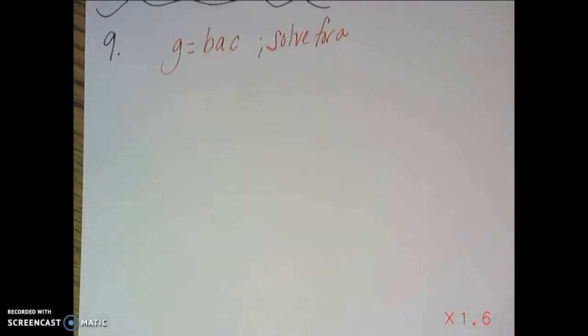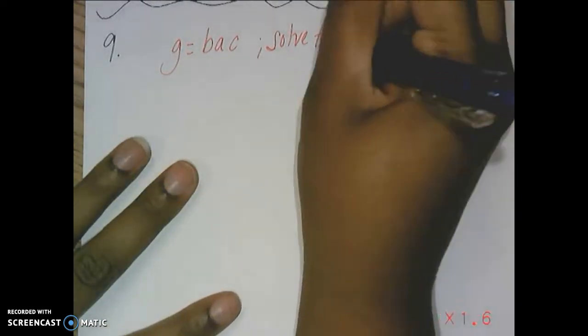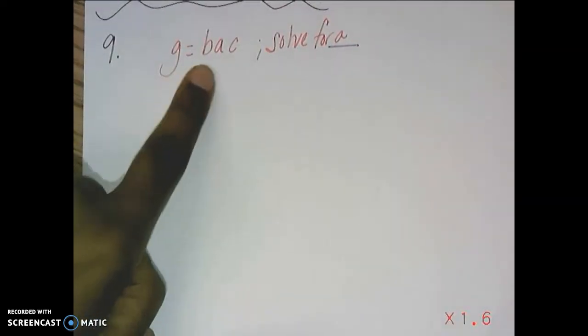What we have now is a literal equation. So this is the next section of your review. It says solve each equation for the indicated variable. And on this one, we are solving for A. So we got G equals BAC.